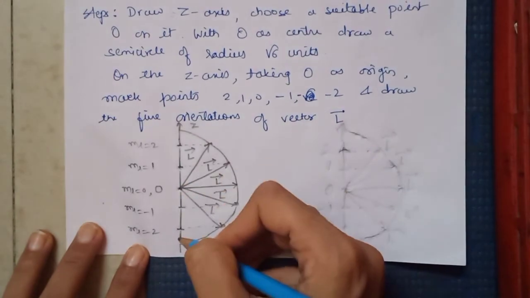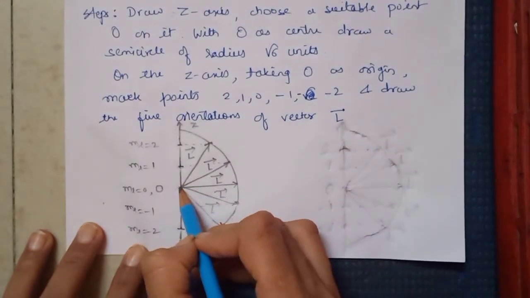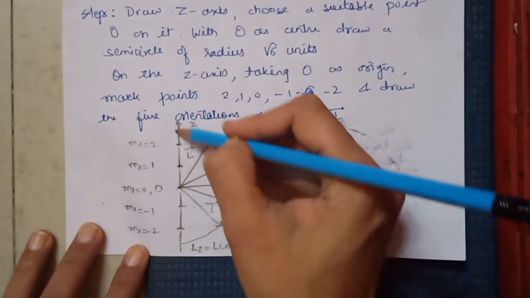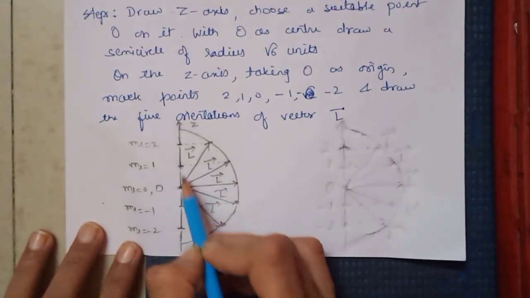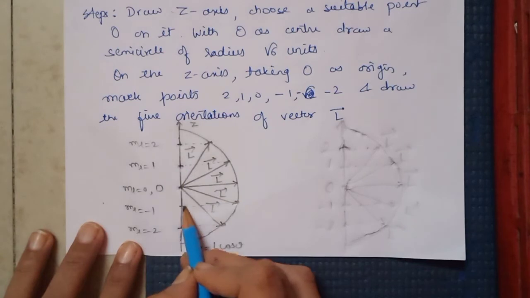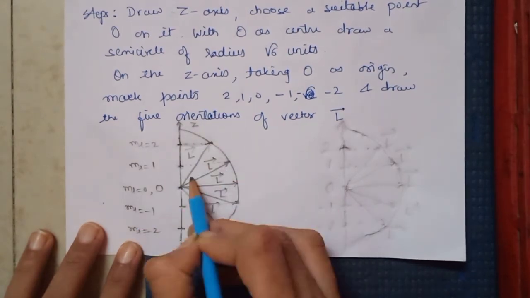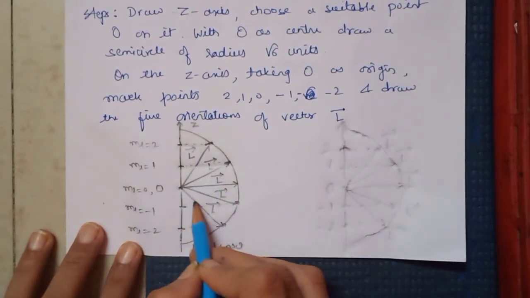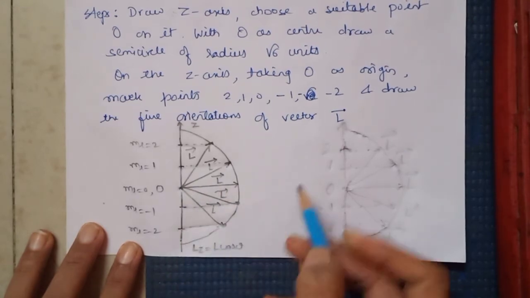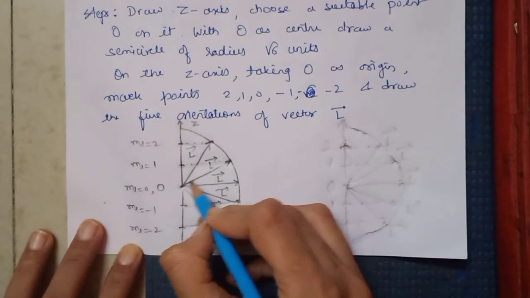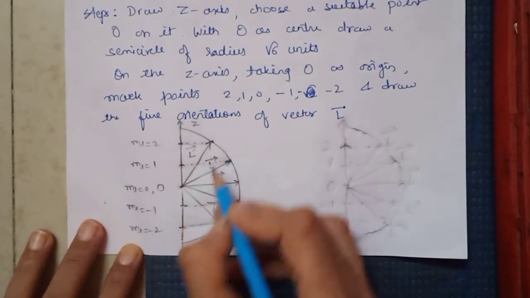First you draw the Z axis. On the Z axis take an origin O. Then draw a semicircle of radius root 6. After that, draw these points. Suppose 0, then this is 1, this is 2, 1, 2. Then draw like this: draw lines on the semicircle, from here to here, draw lines on the semicircle like this, and then from the origin you draw an arrow to that particular point like this.